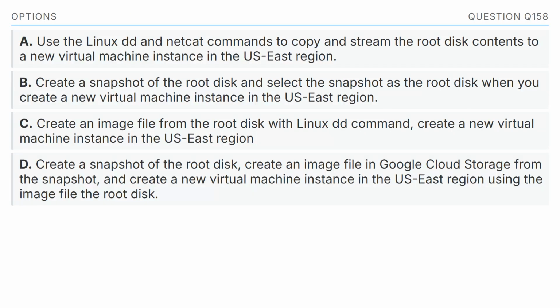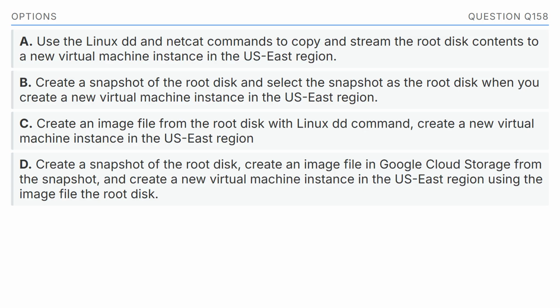The options are: Option A, use the Linux dd and netcat commands to copy and stream the root disk contents to a new virtual machine instance in the US East region. Option B, create a snapshot of the root disk and select the snapshot as the root disk when you create a new virtual machine instance in the US East region.